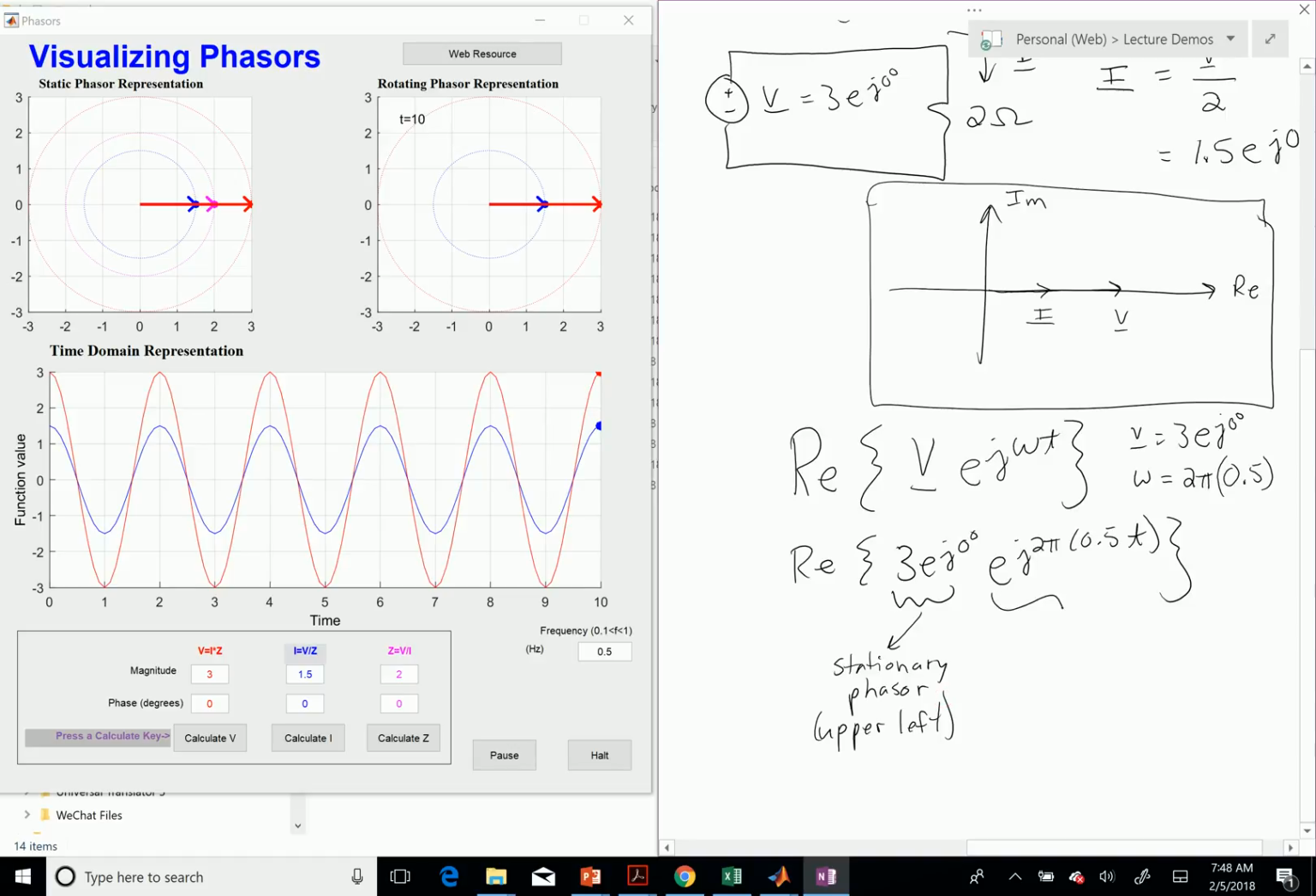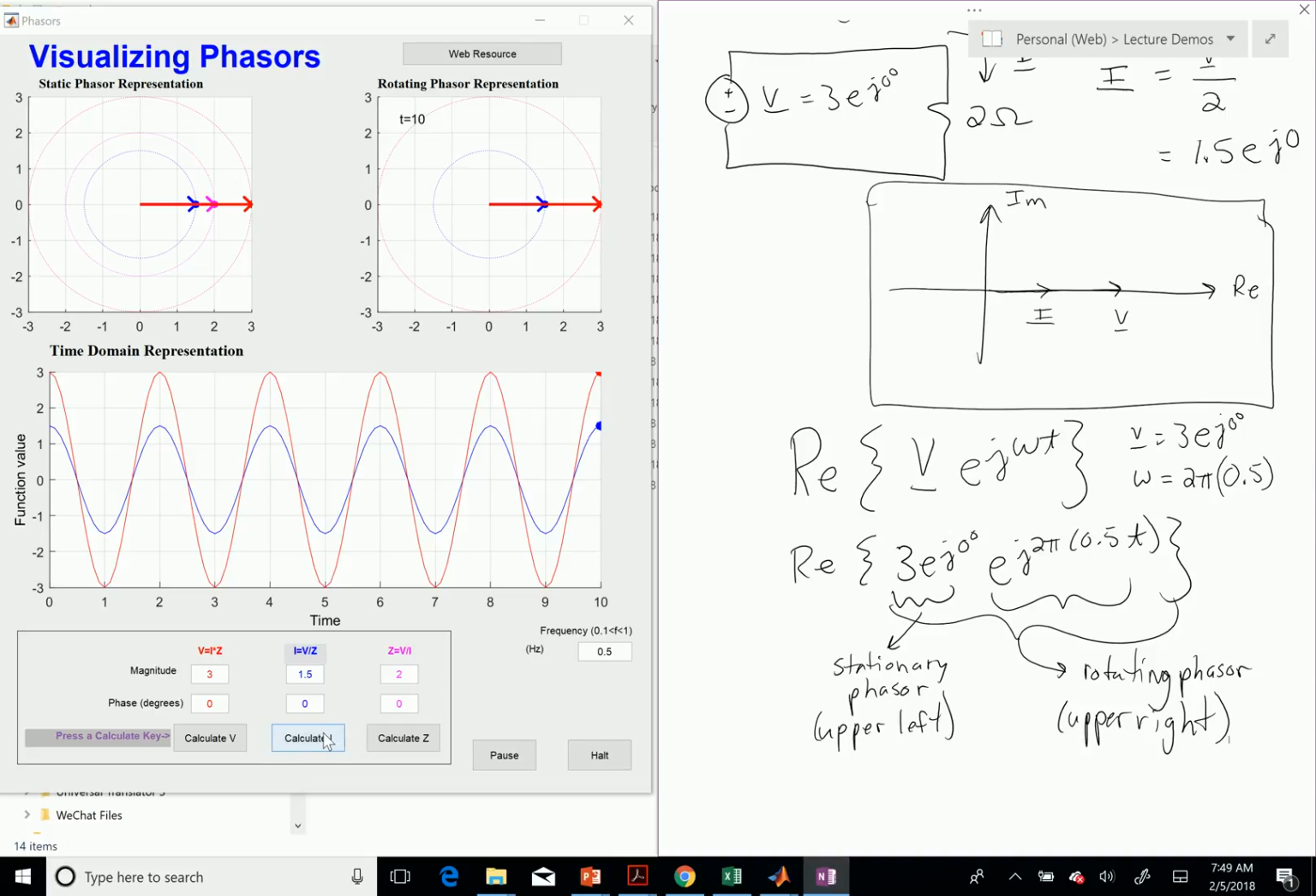And then this guy is going to change as a function of time. So what I'm ultimately going to see, this combined thing, is what I'm going to show as my rotating phasor. Okay? My rotating phasor. So this is going to be in the upper right. Okay? Like that. So let me go ahead. Here's how I run this thing.